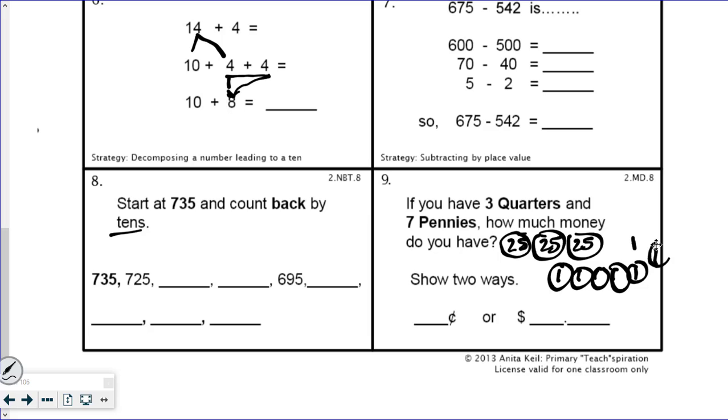Sorry, my pennies aren't perfect. But draw those out and then see if you can figure out how many cents that is and then how many dollars and cents. I will give you a clue. There are no dollars. This does not equal over $1. All right, pause your video and do number 9.